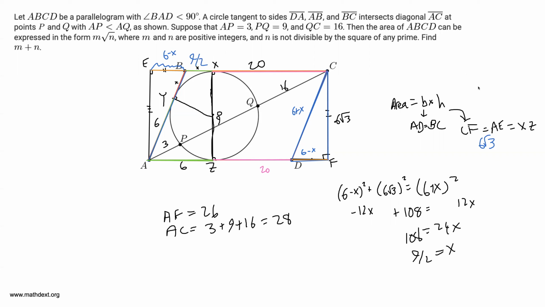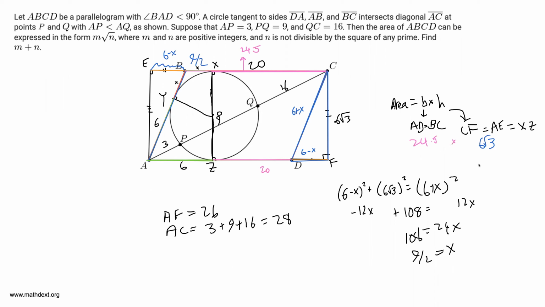So your entire base would have length 20 plus 9 over 2, which is 24.5. So your base is 24.5. And we are running down the home stretch because our area was base times height. Base is 24.5, height is 6 root 3. Multiply them together. What are you going to get?